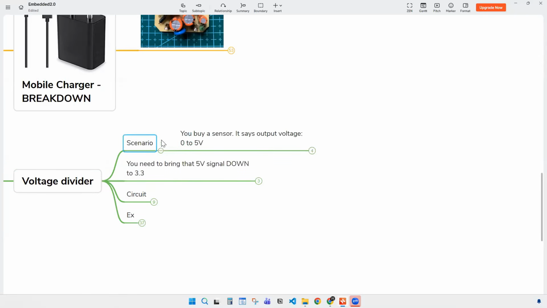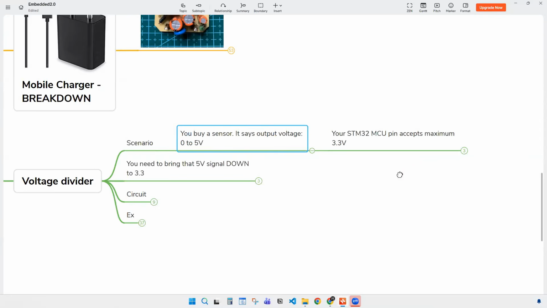So while talking about the scenario, imagine you buy a sensor. Any sensor, even an ultrasonic one or anything. If you buy any sensor, it says the output voltage is 0 to 5 volts. Guys, are you clear? So some sensor is telling you that it can output a voltage of 0 to 5 volts.